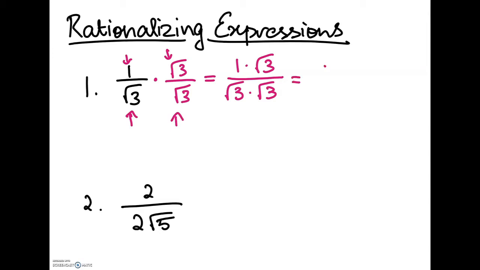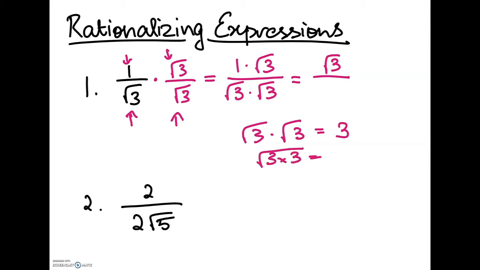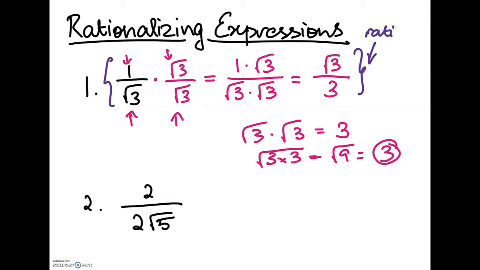When you simplify this, you'll get square root of 3 over, always note that any radical multiplied by itself will just result in the number that's inside. So square root of 3 times square root of 3 is just 3. Why? Because 3 times 3 is just square root of 9, which is just equal to 3. So this will just be 3. So that's your final answer for that question. 1 over square root of 3 is also equal to square root of 3 over 3. And this is the rationalized form.